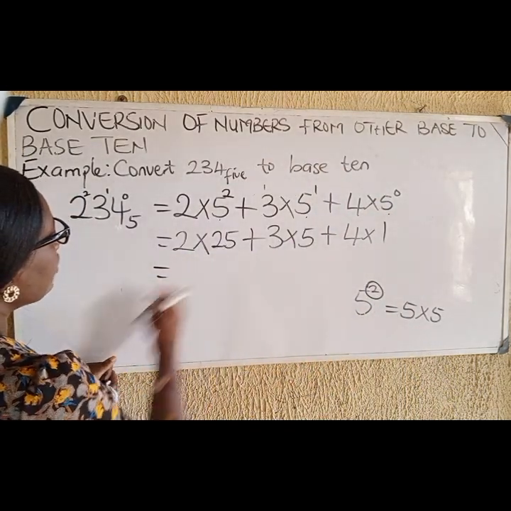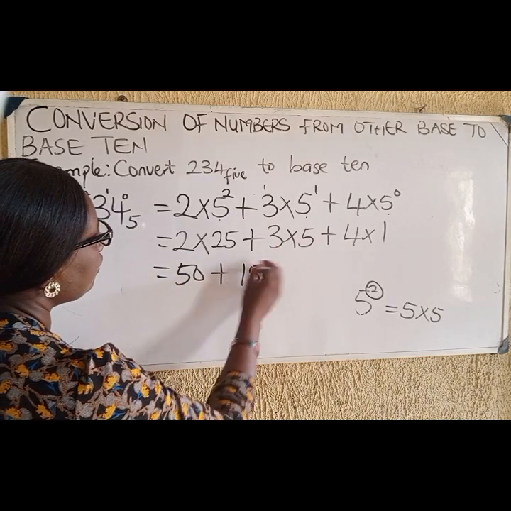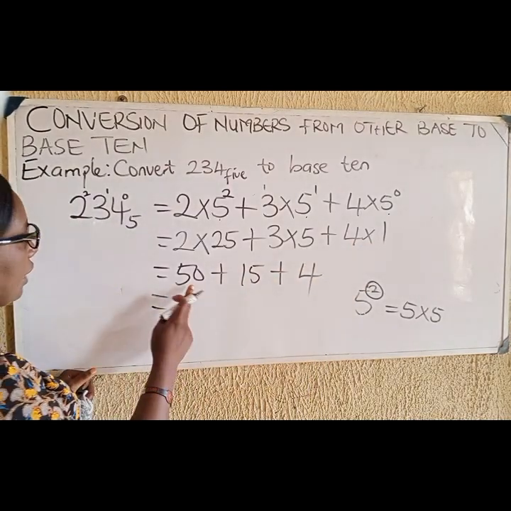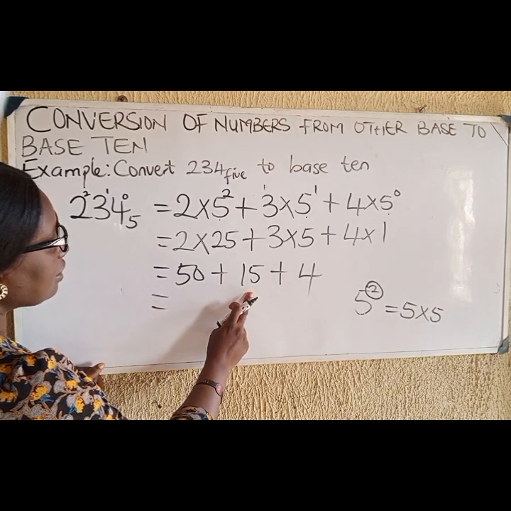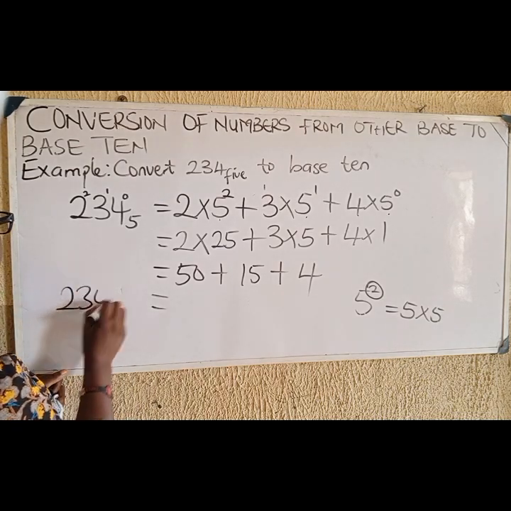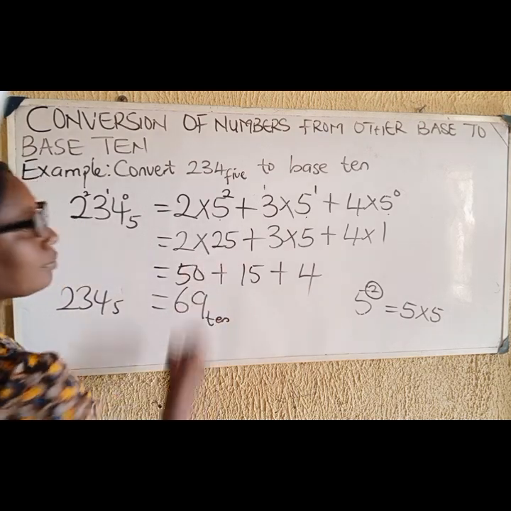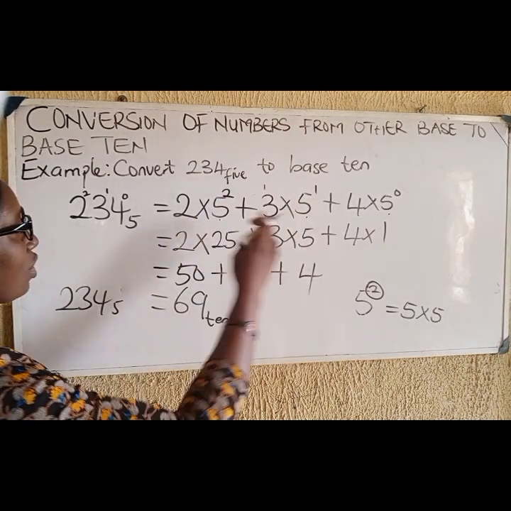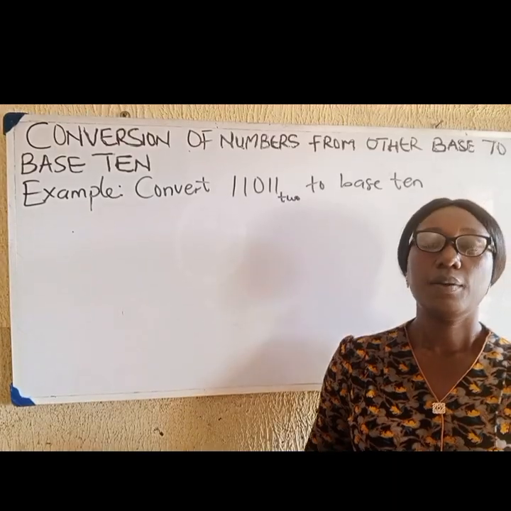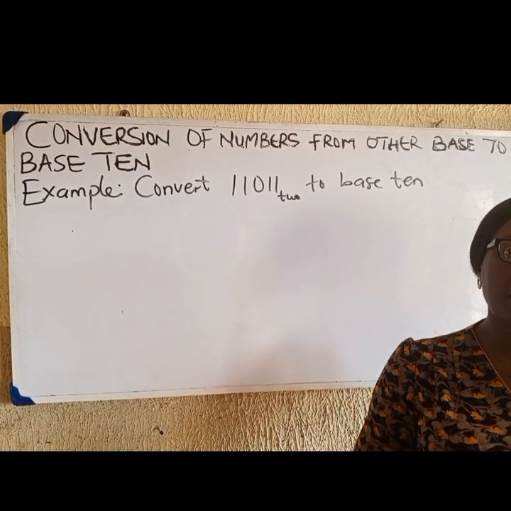Then 2 times 25 will give me what? 50. Plus 3 times 5 will give me what? 15. Plus 4 times 1 will give me what? 4. I'll now add: 50 plus 15 will give me what? 65. 65 plus 4 will give me what? 69. So therefore 234 in base 5 is equal to 69 in base 10. After calculating in base 10, or any base you are asked to calculate, make sure you put that base there.